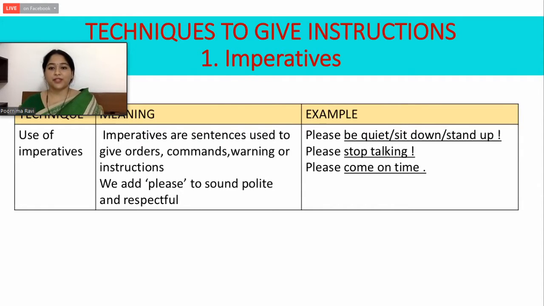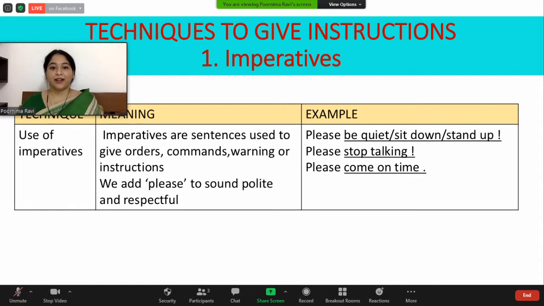However, sometimes if you just say "shut the door" or "open your books," it may sound rude. So what we usually do is add a please. So, please be quiet, please sit down, please stand up, please stop talking. So you add a please along with an imperative.